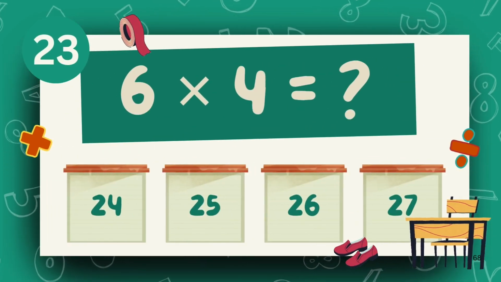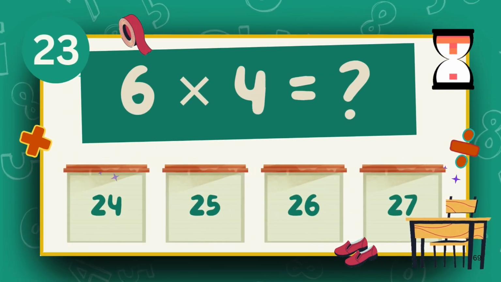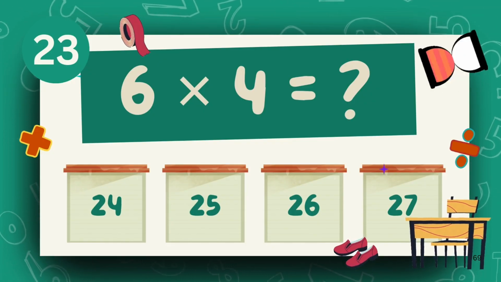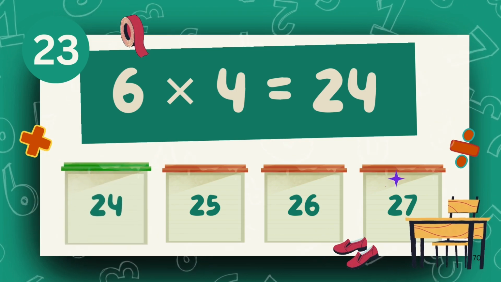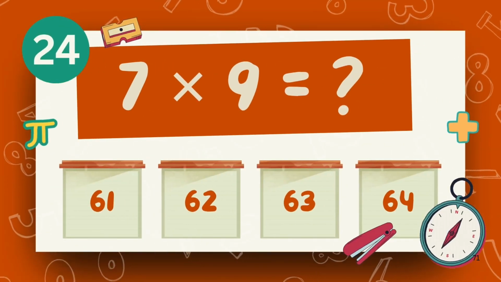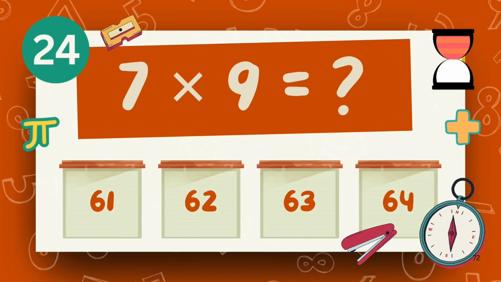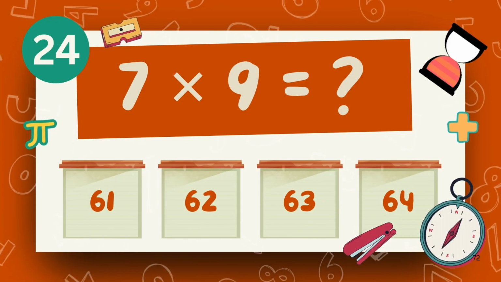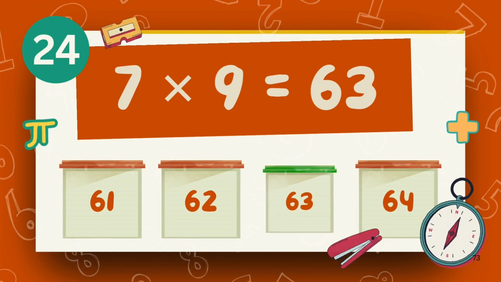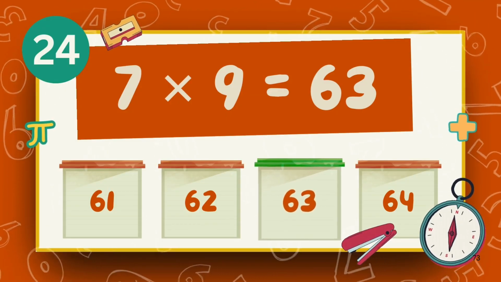What is 6 times 4? The answer is 24. What is 7 multiply 9? The answer is 63.